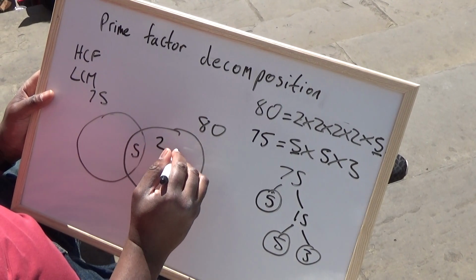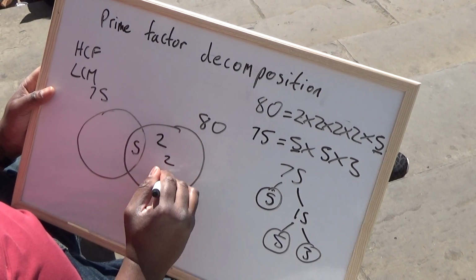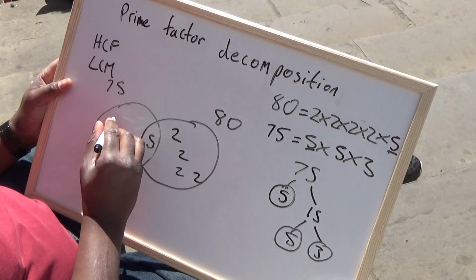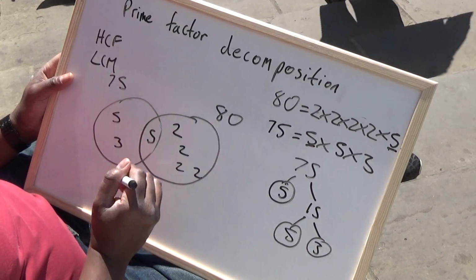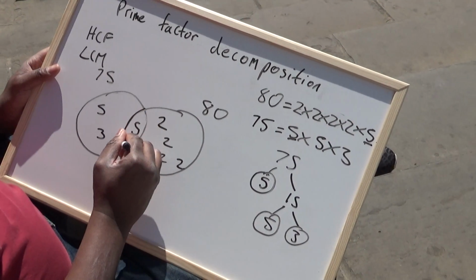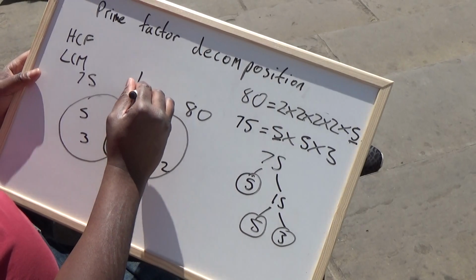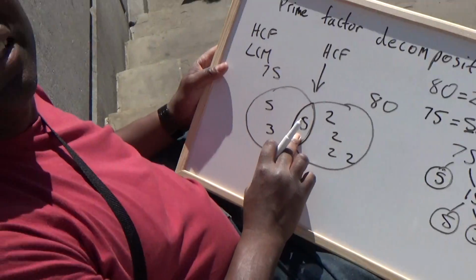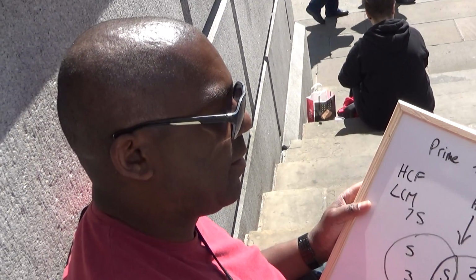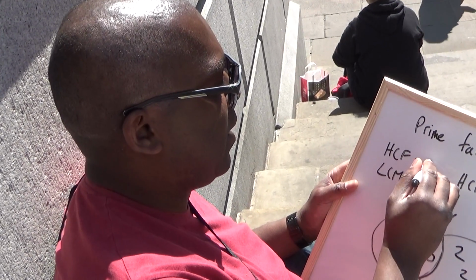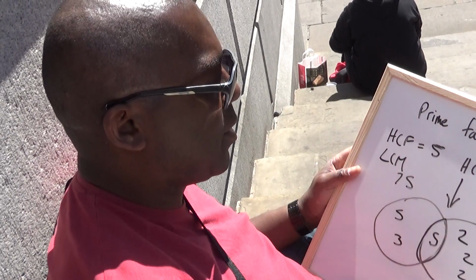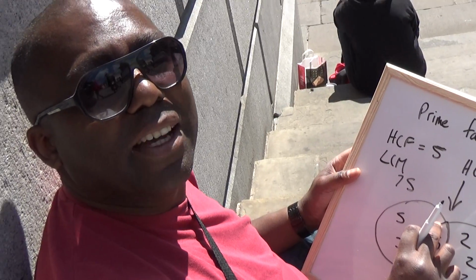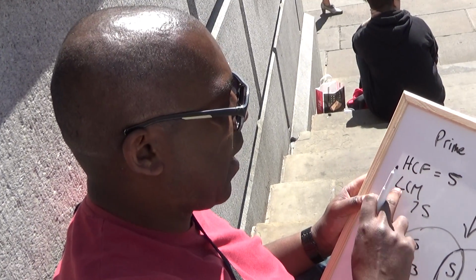So that would be 2, 2, 2 and 2. And for the 75 it would be the 5 here and the 3. This middle region here gives you the highest common factor. I've only got one number in this region, but the highest common factor for 80 and 75 happens to be only 5. What if you had 2 numbers, say if I had a 3 there? I would multiply the numbers together, which I will do for this for the lowest common multiple.